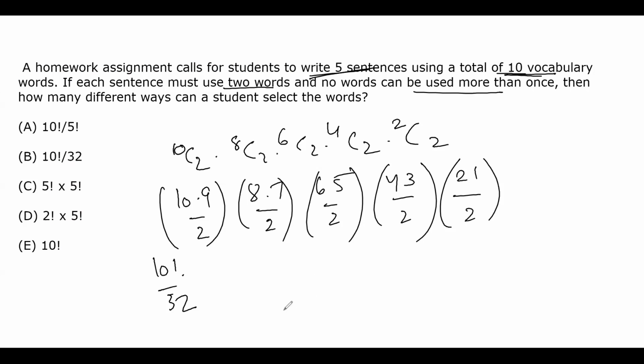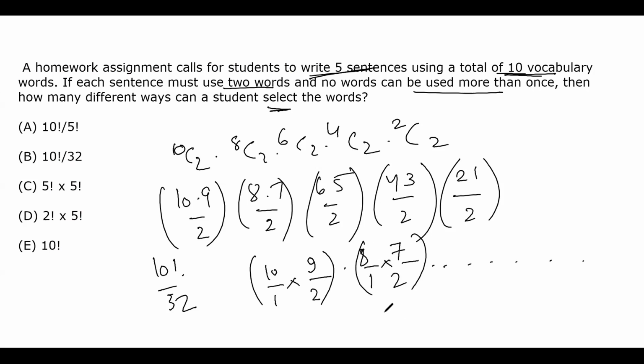Yeah, so basically for the first sentence, you have 2 words. You can choose any 10 first and then any 9. That divided by 1 into 2, because it's asking you to select the words, not actually put them there. So it doesn't matter what order you select them. Then the next sentence, you have 2 slots. You can choose any 8 and any 7, divided by 1 into 2, and then it goes on like this. Okay? Lakshmi, is that fine?